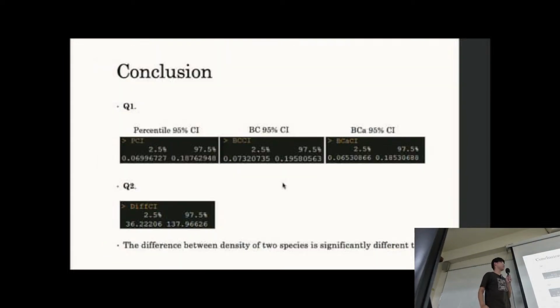And here is my conclusion about this week's homework. For the first question, the 95% confidence intervals produced by the 3 different methods are shown here. And for question 2, my confidence interval doesn't include 0, and I reject my null hypothesis. The difference between the densities of the 2 species is significantly different from 0. Okay, thank you. Go back to the previous page.